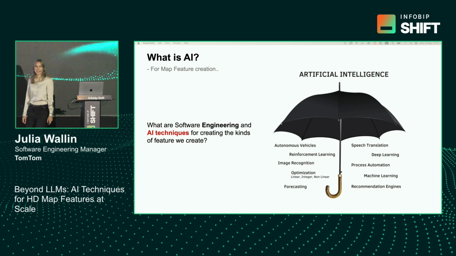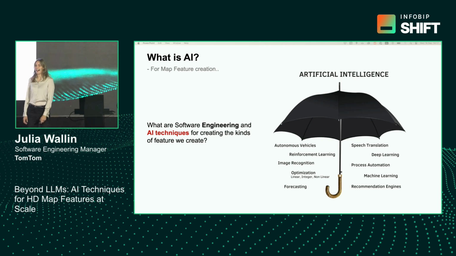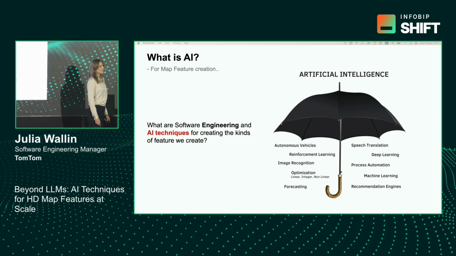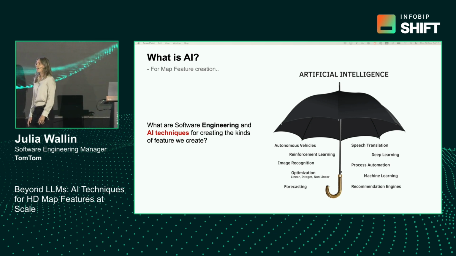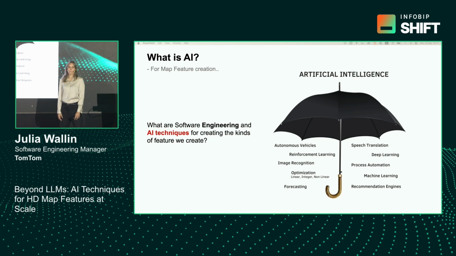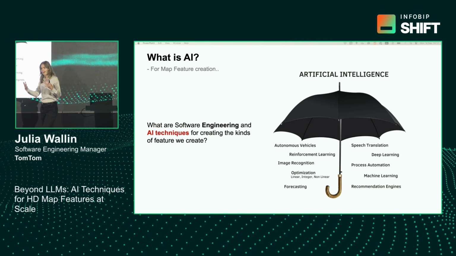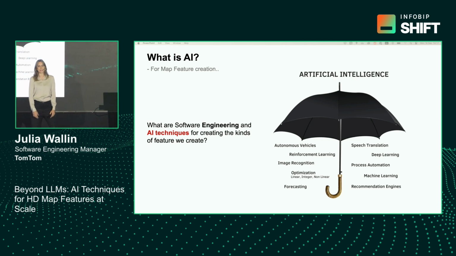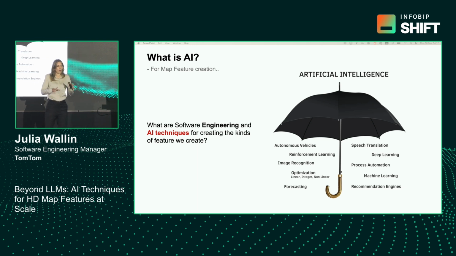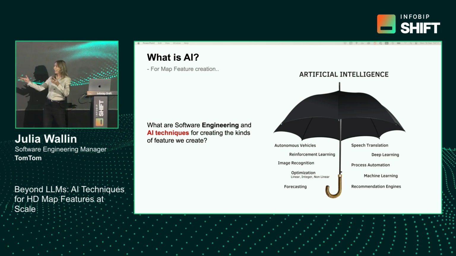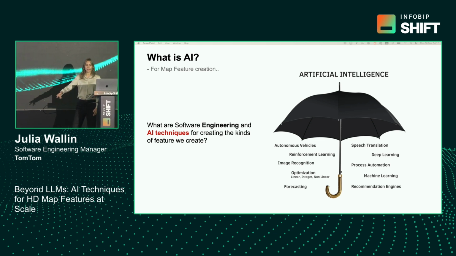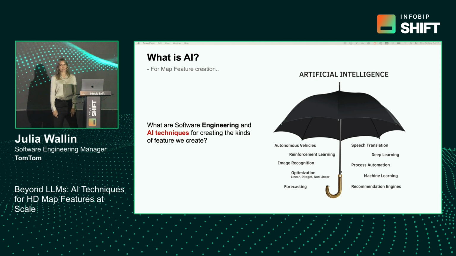Has anyone seen this clip? I think a lot of people have seen that at this point. But what is AI? And especially for map feature creation, which is what I'm in the business of doing. What are software engineering and AI, so-called AI techniques, for creating these kinds of features?